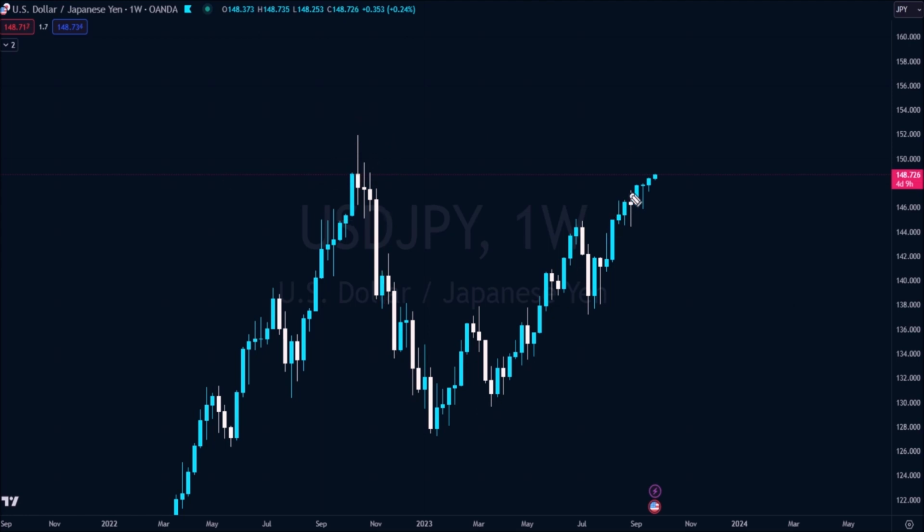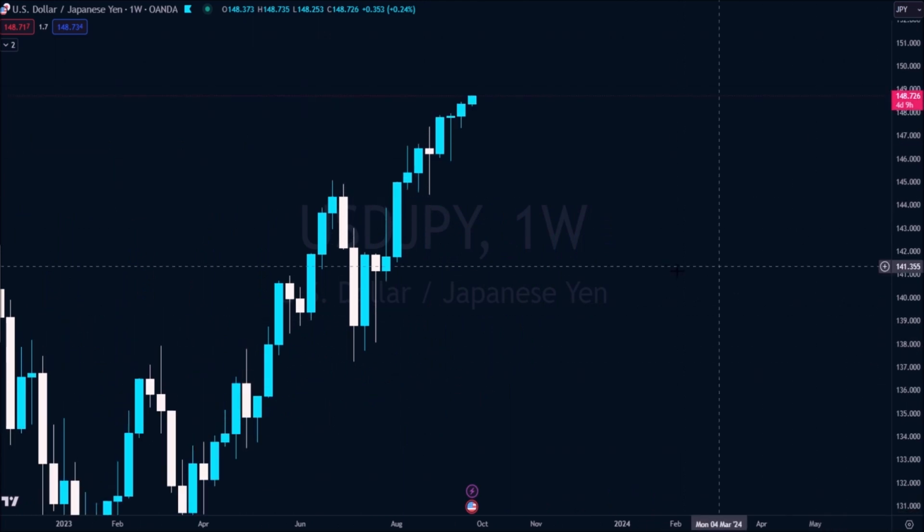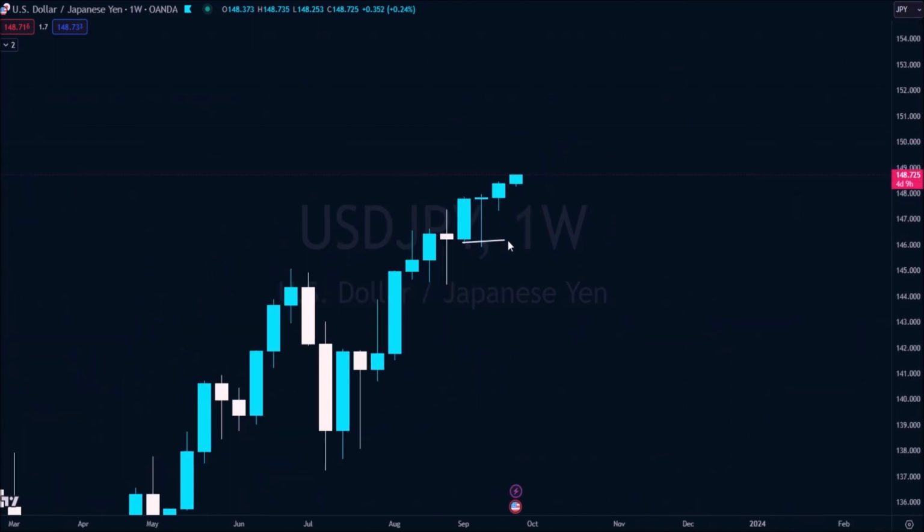But I'm just following the trend on the lower time frame for daily trades. If we take a look at every time a weekly low has been taken, let me just mark it on the chart for you. It's provided a nice entry to the upside. That's why I like trading weekly highs and lows.